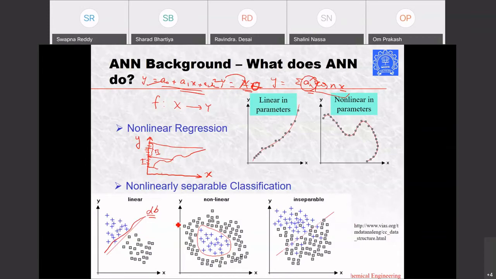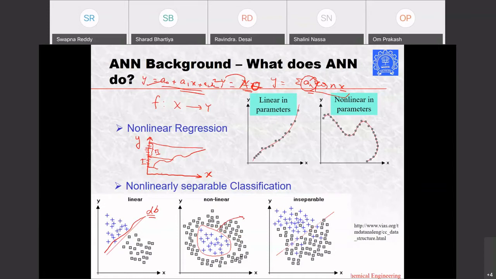On the other hand, note that in this middle graph over here, I cannot draw a linear boundary which will separate the squares from the pluses. This is an example of a non-linear case. However, note that there is a difference, and the difference is that I can still make it separable. That means I can draw a nonlinear boundary such that the pluses and the squares are separated from each other.